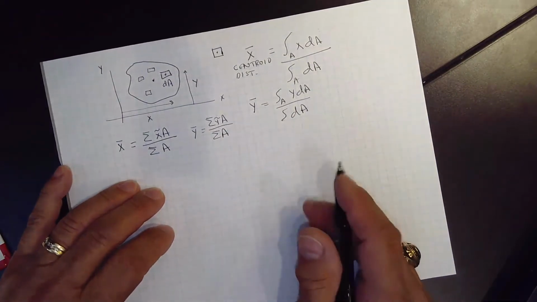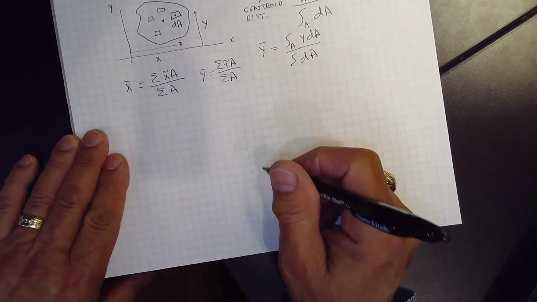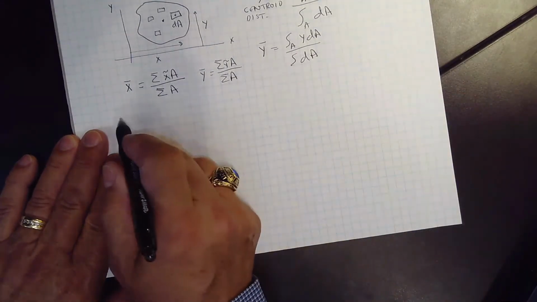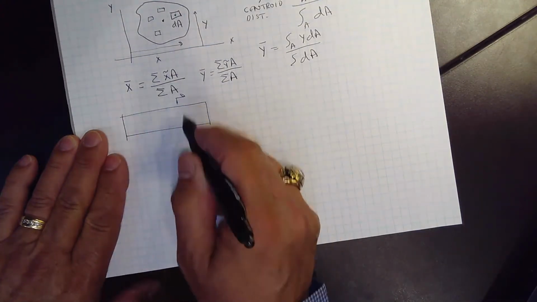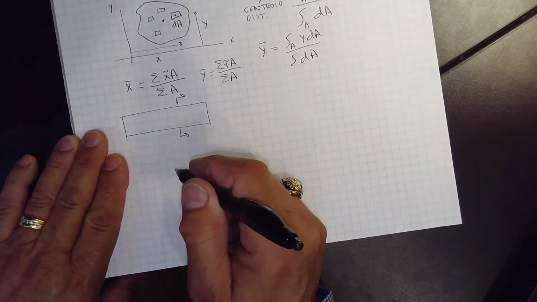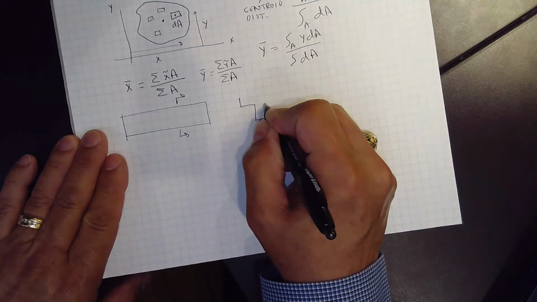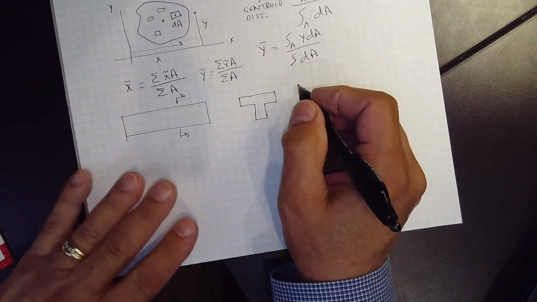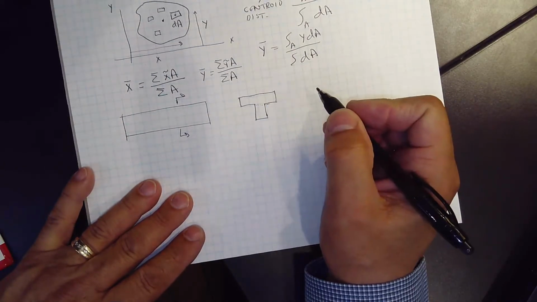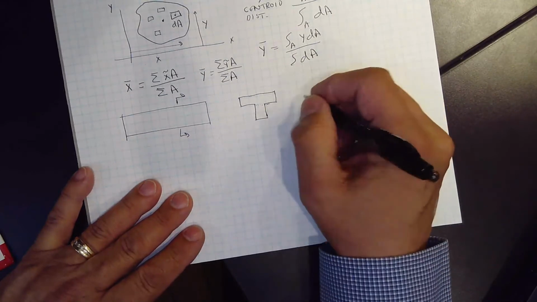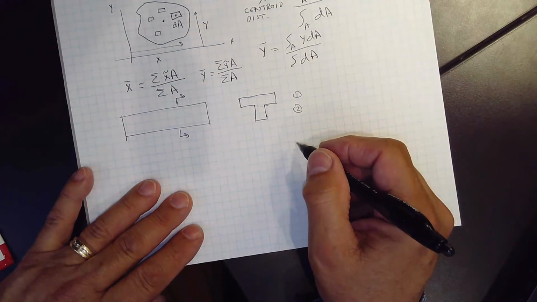So if we wanted to look at the centroid of a section, of a cross section, let's say we have a beam, and we take a cross section of that beam, and that cross section looks like a T. Okay, so it looks like that. We can break that into two pieces. We can have an upper piece and a lower piece. Then we have one and we have two, right? And you can do this for as many pieces as you have.